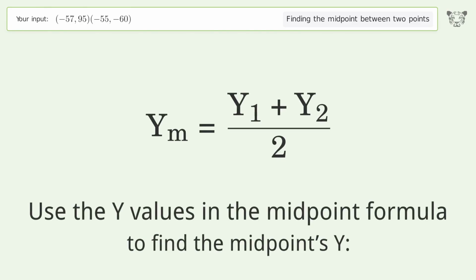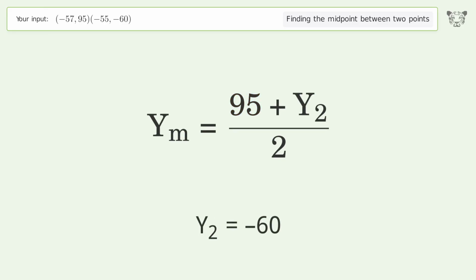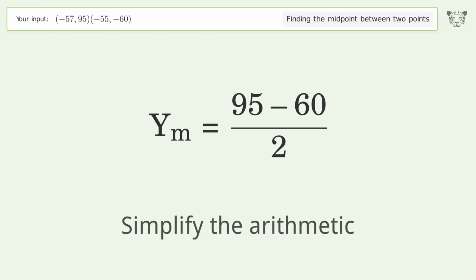Use the y values in the midpoint formula to find the midpoint's y. y1 equals 95. y2 equals negative 60. Simplify the arithmetic.